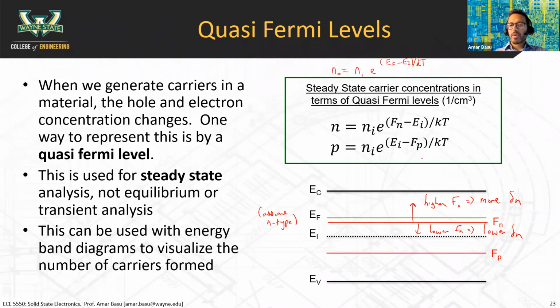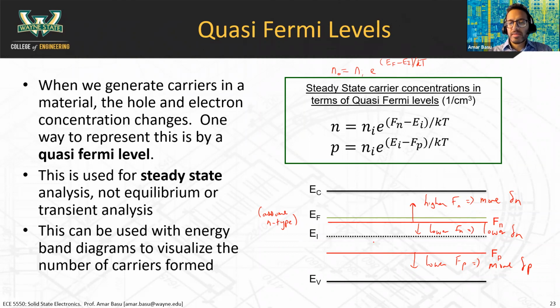And the same thing for F sub p. In the case of F sub p, the lower it goes, the farther away from E sub i, that means you get more hole concentration. So I'll just put this down here. Lower F sub p indicates more excess hole concentration, more sigma p, and then vice versa. So really these lines are just a way to visualize the excess carriers that you've generated.